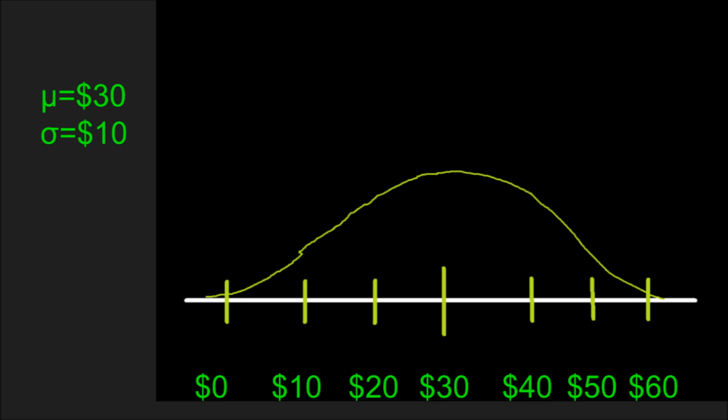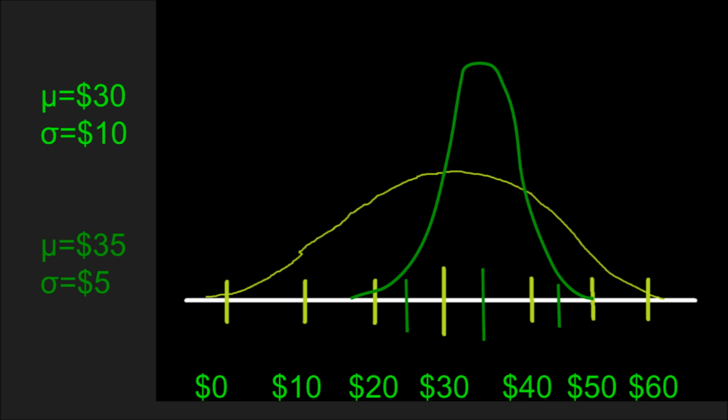Say that you recalculate after you've been working there a while longer, and you find that your average has risen to $35 a night in tips, and the standard deviation is $5. Now your graph looks like this. $35 as the average, plus 5, plus 5, plus 5, and minus 5, minus 5, minus 5.